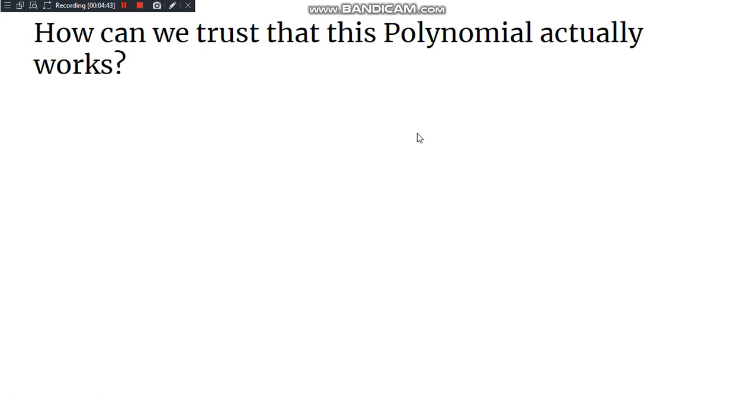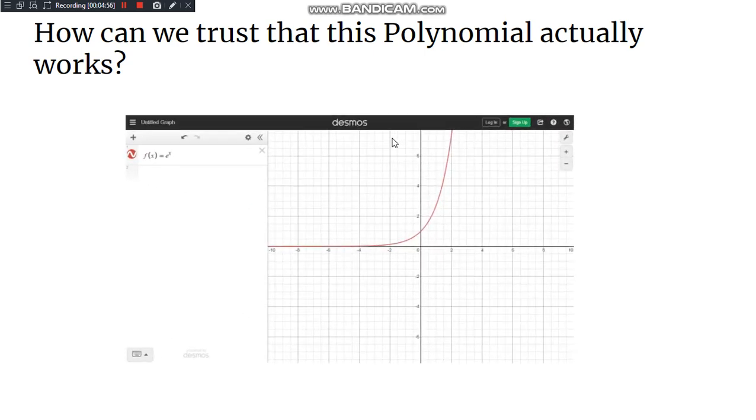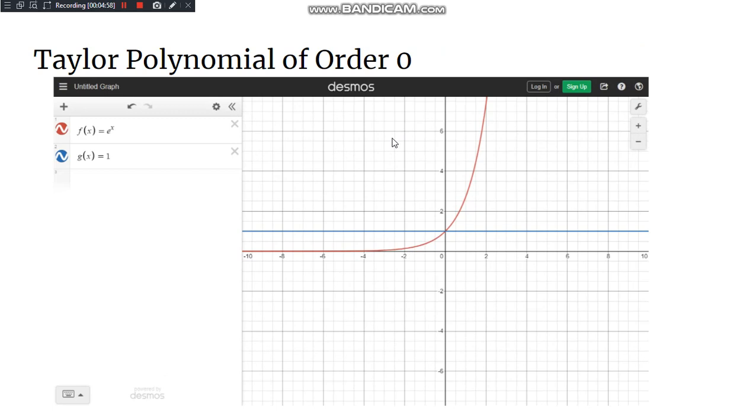Now, I've given you a whole bunch of information, and you might be wondering, okay, but does it actually work? Like, can we actually calculate real values of e to the x? Let's just look at it. This is what the graph e to the x looks like.